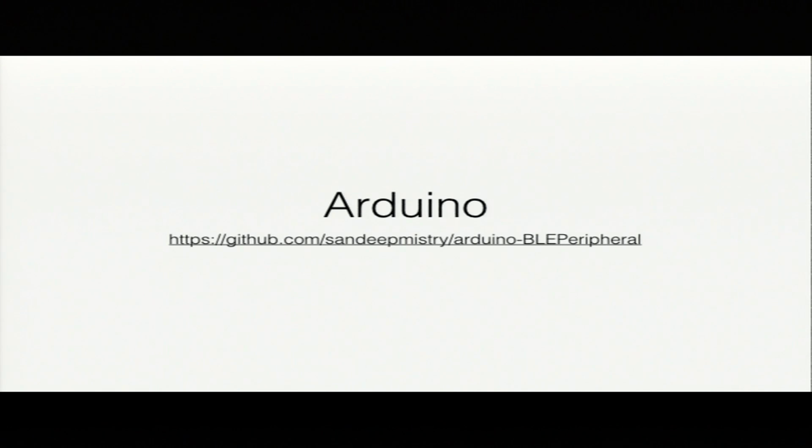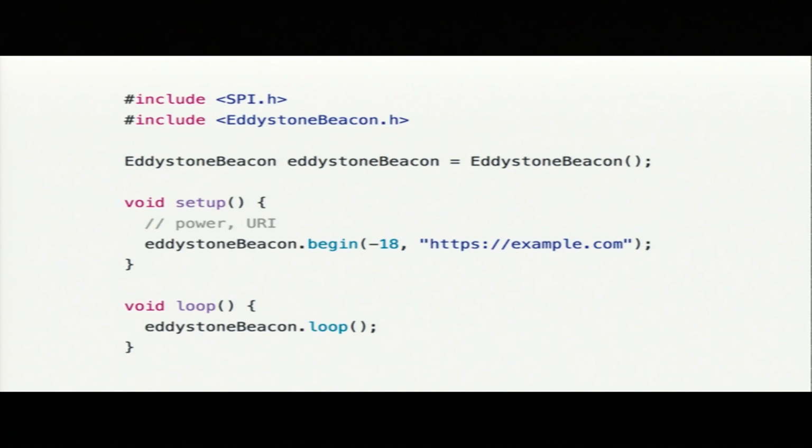If you're using other Arduino hardware with a Nordic Semiconductor radio, Sandeep Mistry has Arduino BLE peripheral, which is a library I use for creating a lot of Bluetooth services. He also has Eddystone functionality in there. So if you have one of these Arduinos, you can include the Eddystone header, you can set a transmit power and a URL, and then you tell it to loop. And with less than 10 lines of code, you're creating an Eddystone beacon.